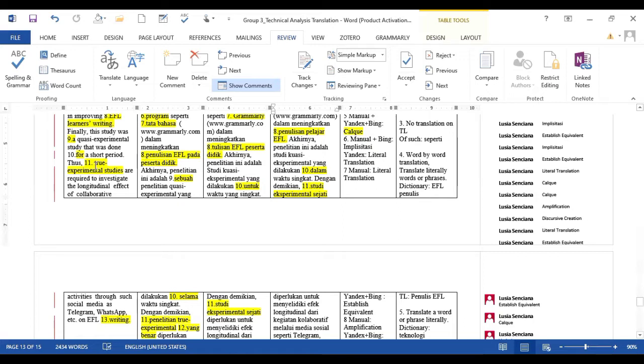So the next is number 11. There is true experimental studies. In the manual translator, it means penelitian through experimental. Then Yandex is studi eksperimental sejati. And in Bing it is the same, studi eksperimental sejati. So in the manual translator, I use variation, because studies in here means penelitian. So in here I use variation.